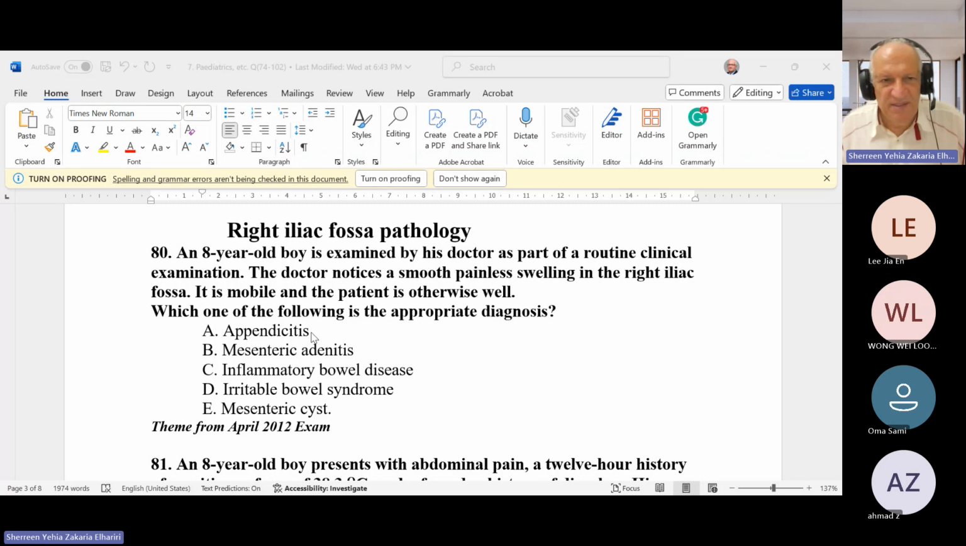So it is not appendix, not mesenteric adenitis. Mesenteric adenitis usually occurs in a patient who has tonsillitis and swallows the pus, which can cause this problem. Of course, inflammatory bowel disease can, but it must have a presentation. Irritable bowel syndrome is not an accurate diagnosis. So this is what we call mesenteric cyst. It's very rare, but it can present, mesenteric cyst.